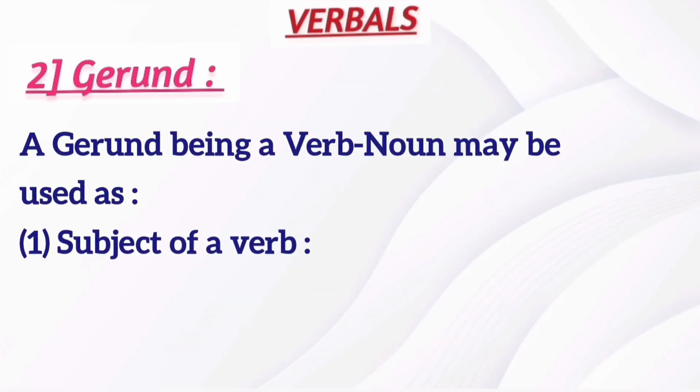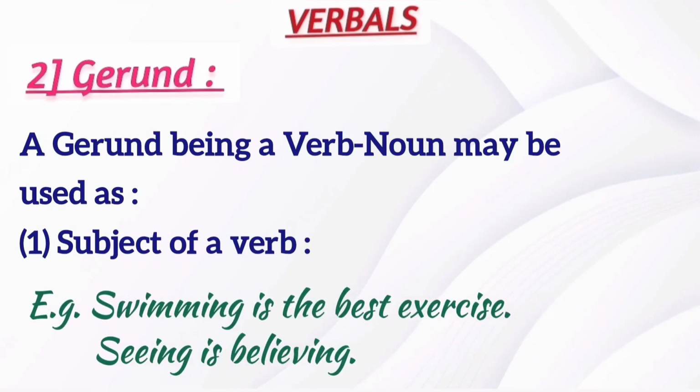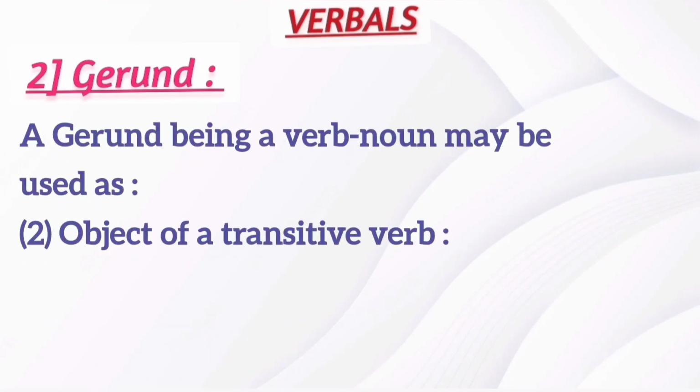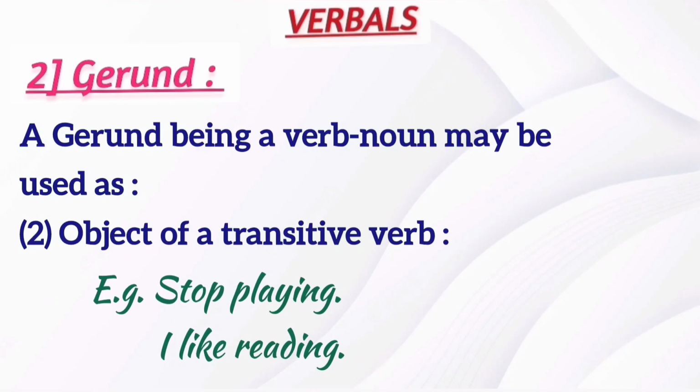A gerund, being a verbal noun, may be used as the subject of a verb. For example, swimming is the best exercise, seeing is believing. Here the words swimming and seeing are acting as the subject of the sentence. Gerunds may be used as the object of a transitive verb. For example, stop playing. I like reading. Here the words playing and reading are acting as the object of the sentence.